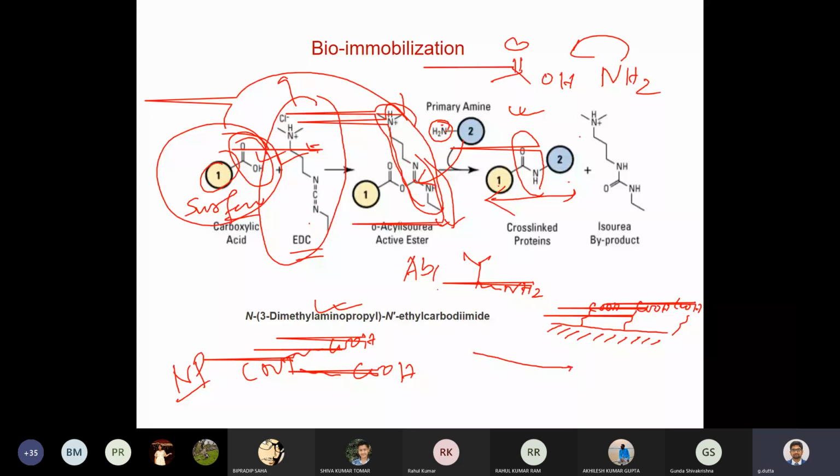So for that you have to add this EDC. This EDC makes this reaction much faster, so that 1 and 2 can bind with the amide bond. So basically, see, this primary antibody contains amine group, and you are adding EDC here. With the help of this EDC, this amine group will be on your sensor surface.